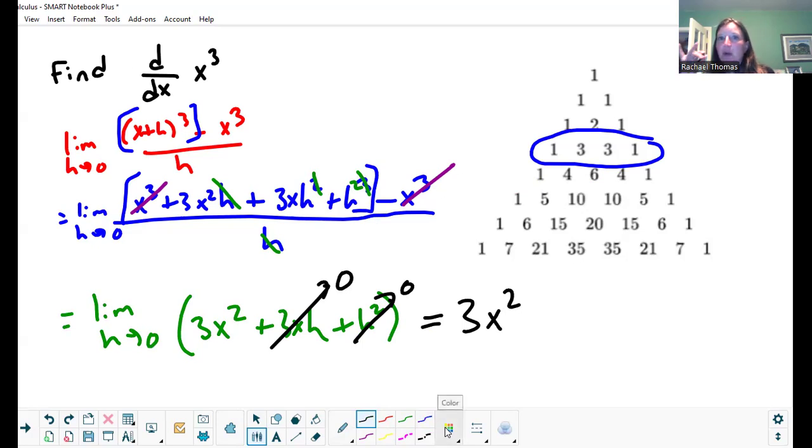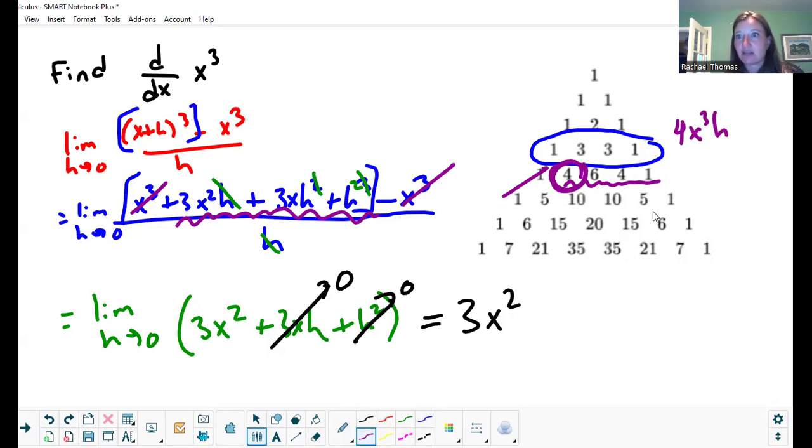Now, there's a reason why I've got Pascal's triangle up here, not just for expanding the cube, but do you see what happens here? All of these terms have an h in them. If I would have expanded x plus h to the 4th, this x to the 4th term would cancel with the minus x to the 4th term on the end. I've got at least one h in all of these. And in fact, I've got exactly one h in this term, which would be 4x cubed h. The rest of these have more h's.